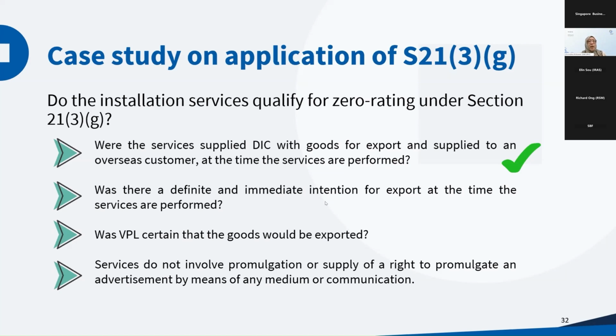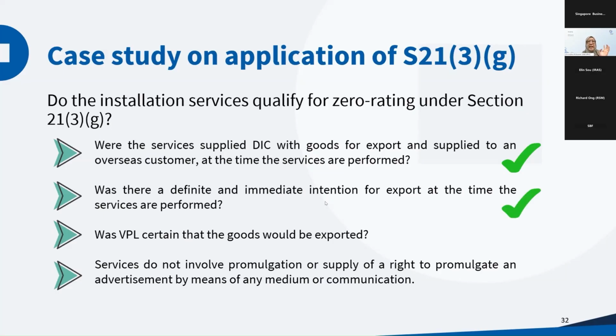Next, you look at whether there is a definite and immediate intention to export the goods when the services were being performed. We know that vessel A is temporarily docked in Singapore for outfitting works, and then it will head out to international waters. So the vessel is considered international in nature, meant for open seas and not for local use. So the intention to export the brand X pumps is clear in this case. So it's also considered as satisfied.